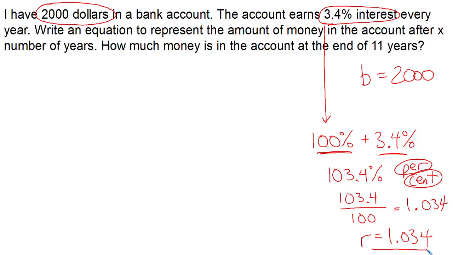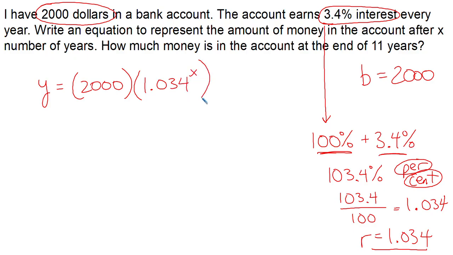Okay? So then when it says in the next sentence, to write an equation to represent the amount of money in the account after x years, well, we just need to remember that our explicit equation for an exponential function is f of x, or y, we'll use y this time. y is equal to our initial amount, our y-intercept, b, times r to the power of x. Right? So this is b times r to the power of x. And that's what we're using.